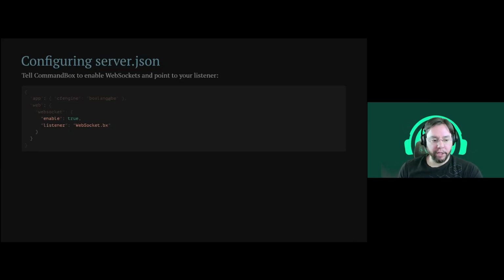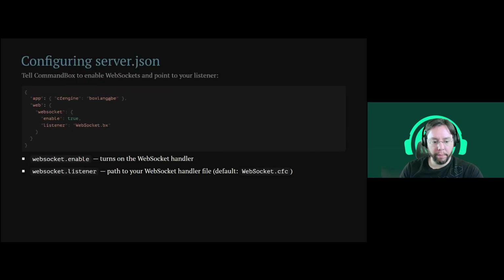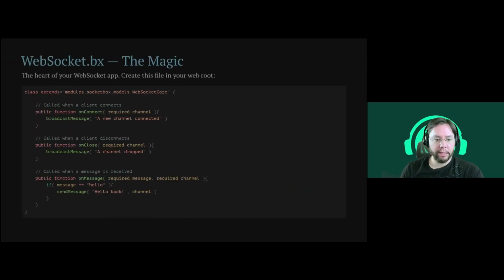Okay, so we need to set enable to true, and then we need to set our listener, and we're going to set it to WebSocket.bx, right? That's the convention that we're going to use for this. And like I said, this is available in ColdFusion as well. So the WebSocket CFC is actually the default configuration if you haven't set it for BoxLang. Okay, so let's look at what it takes to create your WebSocket BX. This is a pretty simple file. There is more configuration beyond this that we'll talk about once we get to the STOMP implementation. But for now, this is really all you need to get up and running.